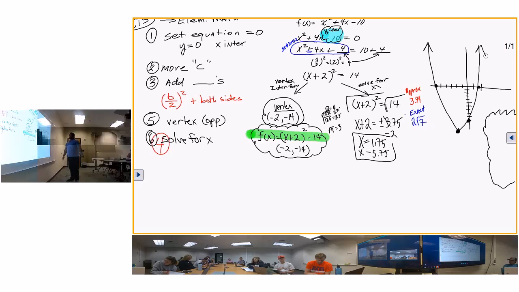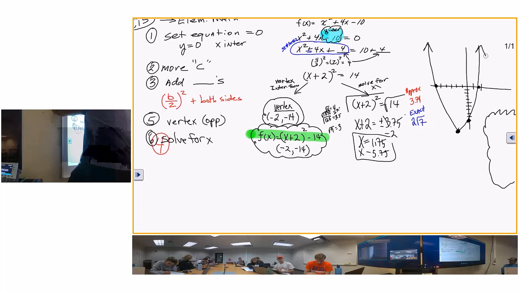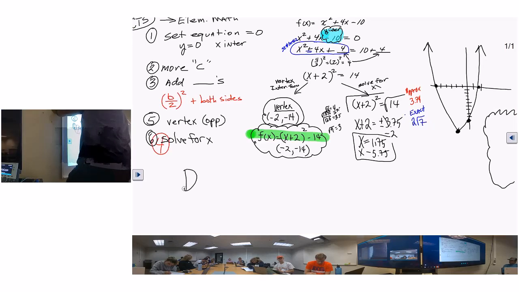Now, all parabolas, what's the domain? All real numbers. I told y'all that a long time ago. So the domain is equal to all real numbers. The range is equal to, that's the y numbers, is going to be from the negative 14 to infinity.